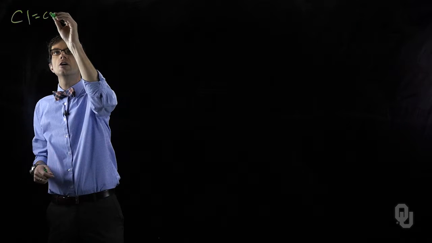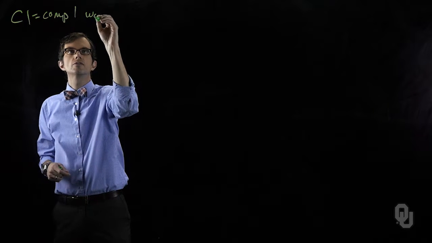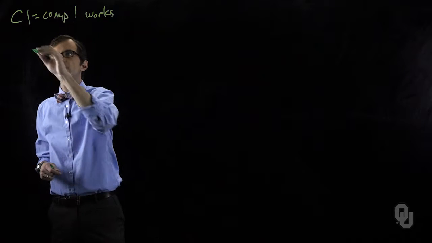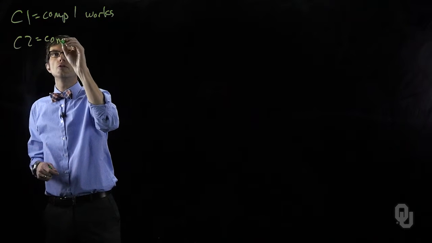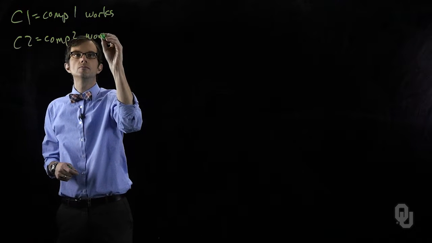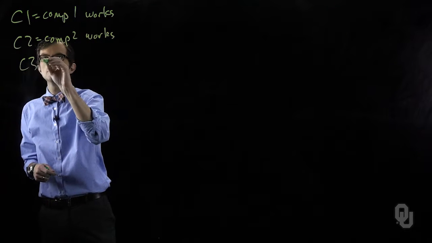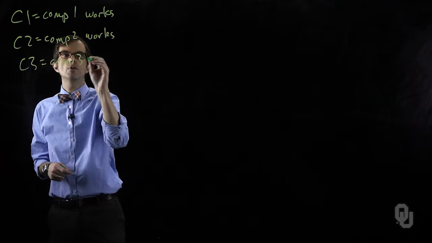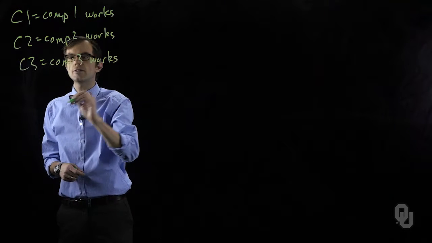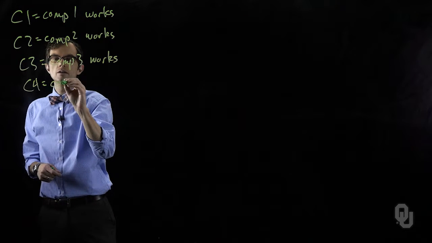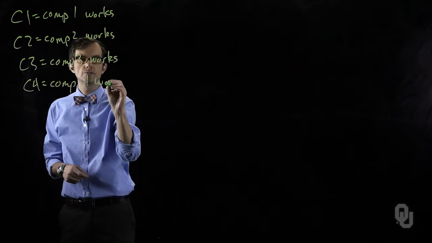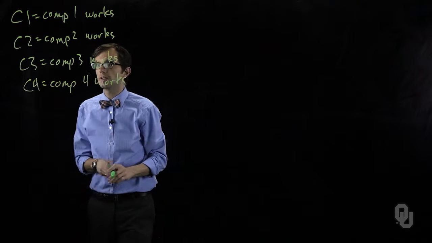Okay, let's first identify some events. Let's say C1 is the event that computer 1 works. C2, computer 2 works. C3 would be the event that computer 3 works. Naturally, C4 would be the event that computer 4 works. And we know what each of these probabilities are, right?